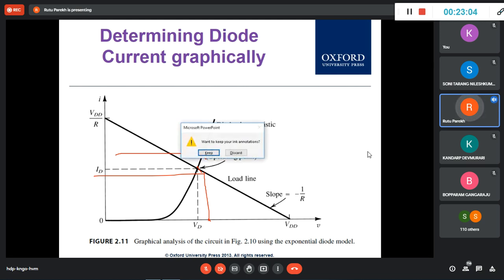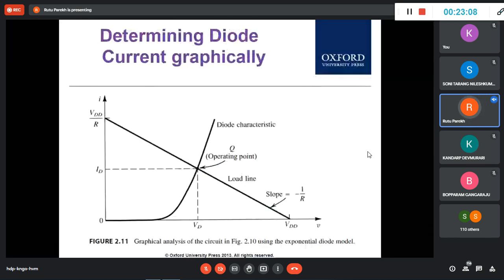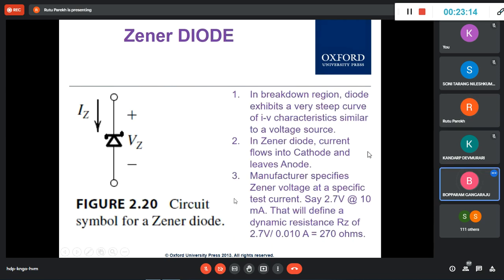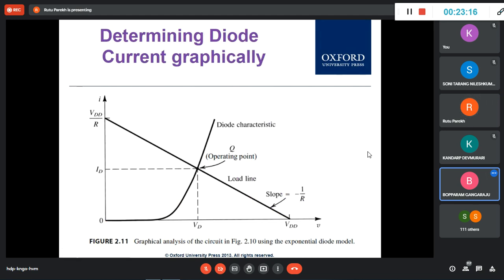So that common current I will flow, which will satisfy both of these equations. Ma'am, do you understand this much? Ma'am, is this an ideal diode or non-ideal?